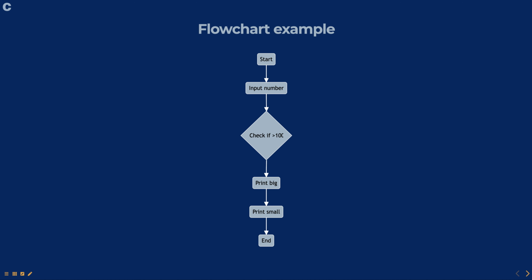If the number is greater than 100, the flowchart goes to a print big block, where the algorithm prints the word big. If the number is not greater than 100, the flowchart goes to a print small block, where the algorithm prints the word small. Finally, the flowchart goes to an end block, indicating the end of the algorithm.